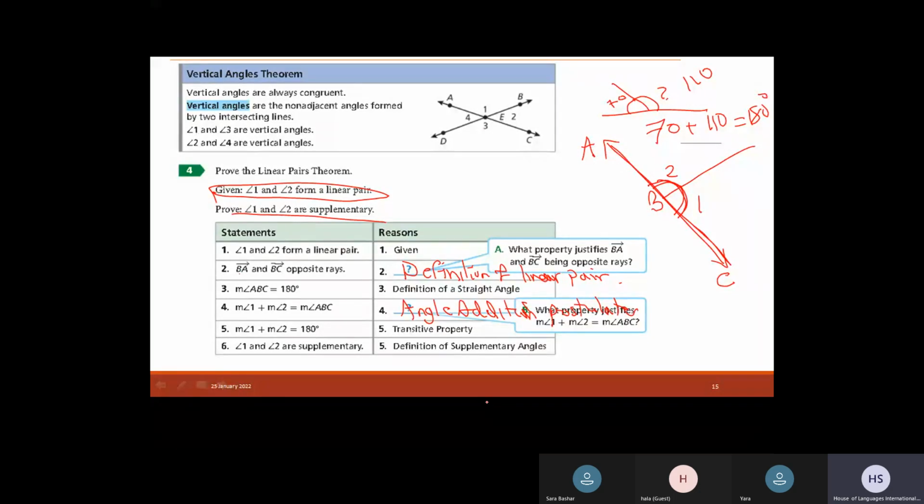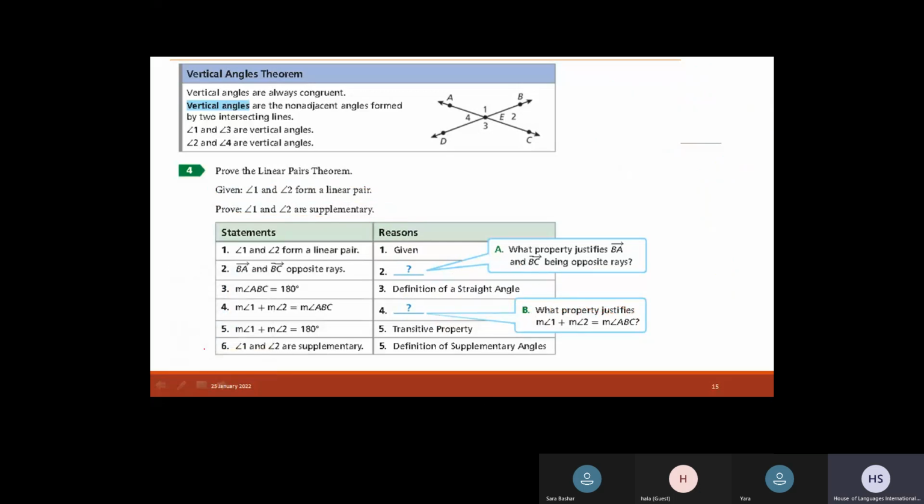If 1 and 2 is ABC, and ABC is 180, I will repeat here because maybe some of you didn't understand. Angle 1 and angle 2 are ABC. The measure of ABC is 180. So can I say that 1 and 2 are 180? Because of what? The transitive property.